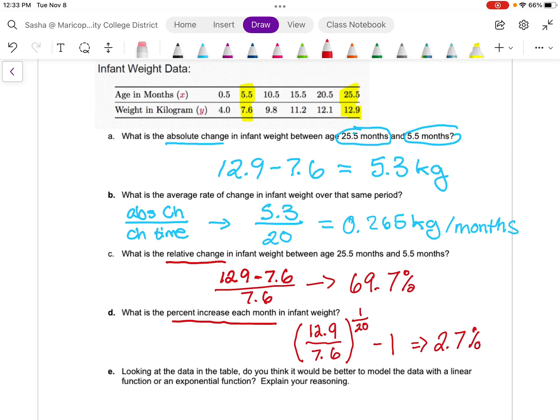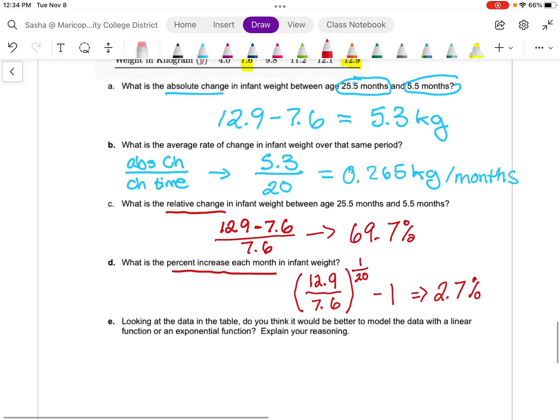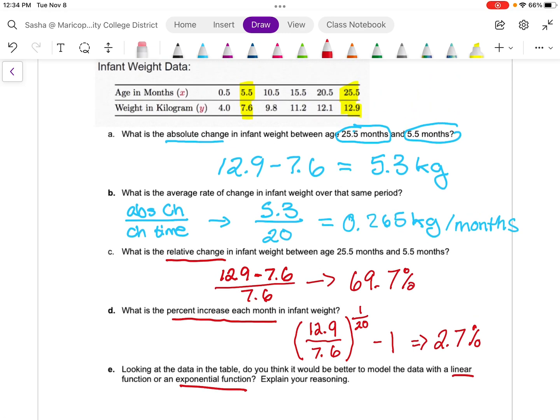Another option would be to use Desmos to model an exponential function between these two points, and I will show that in a different video. For now, I'm just going to show you the formula. And then the last question is, what do you think? Looking at this data, do you think an exponential function or a linear function would be better? And the choice is up to you.